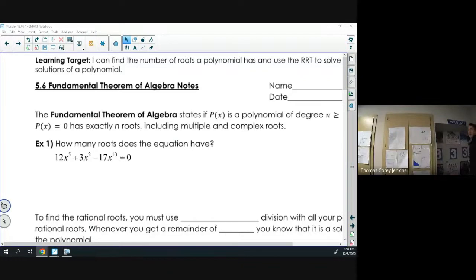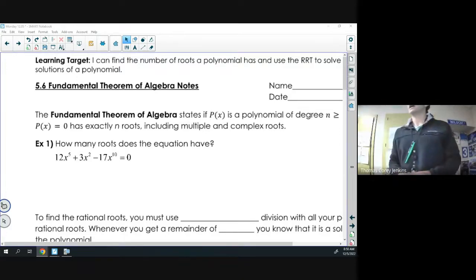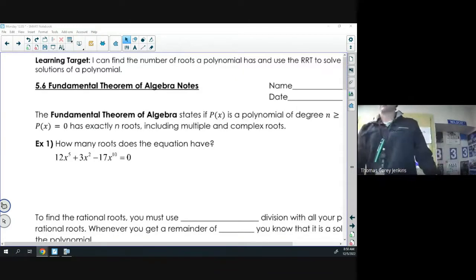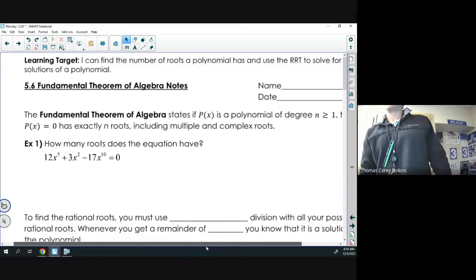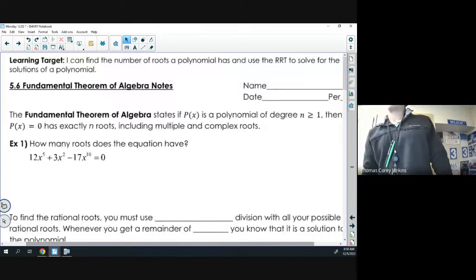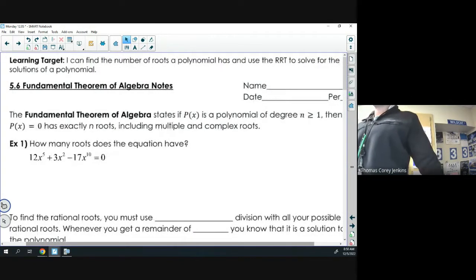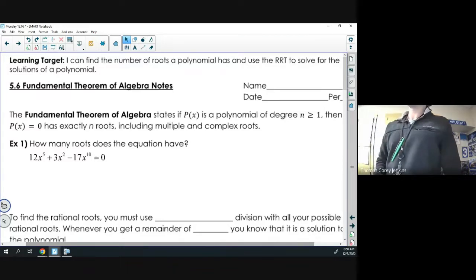All right, guys. So I'm going to do lesson 5.6 today. The title of the lesson in the book is called "The Fundamental Theorem of Algebra." Sure sounds important. But anyways, the learning target, a little more specific, says I can find the number of roots a polynomial has. So that's kind of one thing. Understand how many roots it has, and then also use the rational roots theorem.